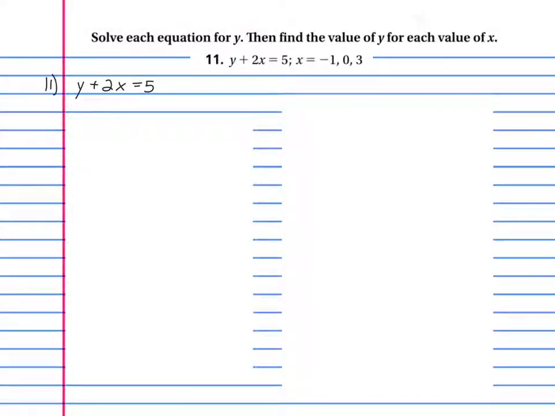All right, solve each equation for y, then find the value of y for each value of x. The values of x that they give us right here are x equals -1, x equals 0, x equals 3. They want to try this three times. So watch what we're going to do. First, I'm going to show you what the solution looks like solved for y, and then I'm going to talk about why that's valuable.